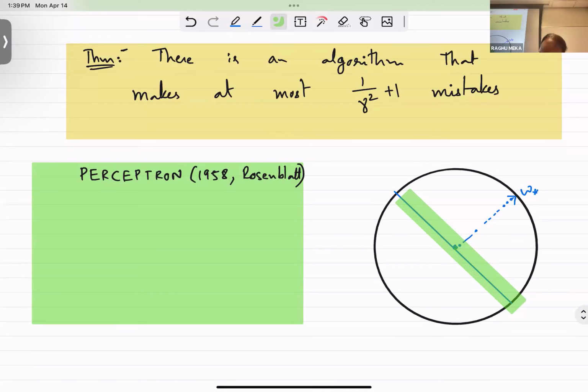Right? And now, initially you don't know anything. So you start out with, okay, maybe this is my first guess for what W is. I just pick a random point, and this is my W0. And let's say here's my X1. So my first point is here. It should be a negative point, right?